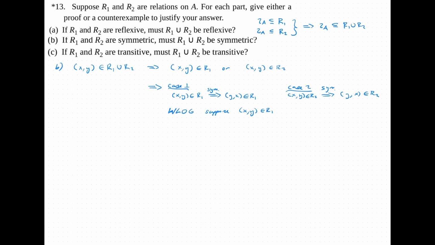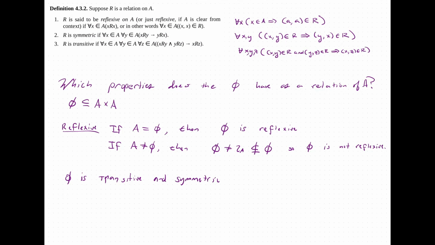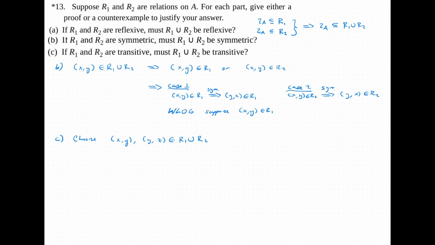So what about transitive? So now we're assuming that R1 and R2 are transitive, and we want to investigate the union. So to that end, let us go ahead and choose. And so let's see what happens. So let us choose some x, y and y, z in the union of R1 and R2. And since we want to show that it's transitive, what we are doing is choosing our arbitrary x, y and y, z to be in the union, and we want to show that x, z is in the union.